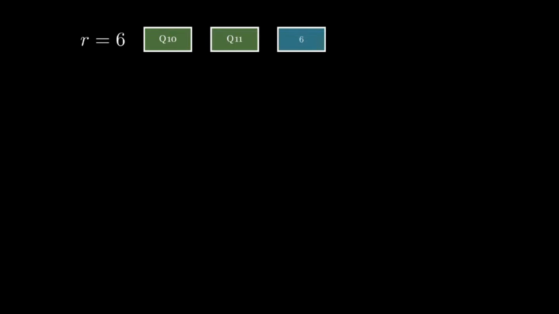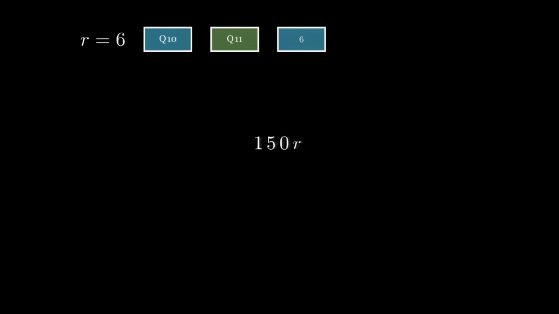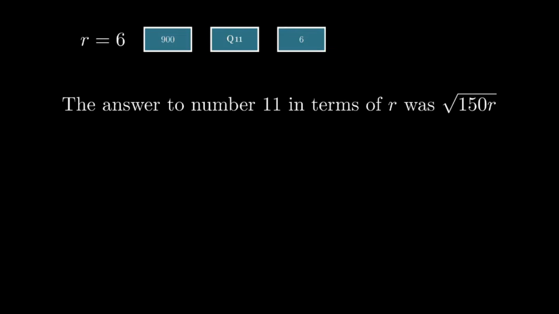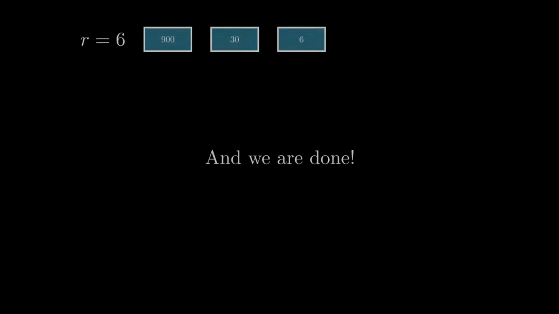Now that we have r, all we have to do is substitute this value into the previous questions. So for number 10, we have 150r. So 150 times 6 is equal to 900. For question 11, the answer in terms of r was the square root of 150r. So we plug in r equals 6, and we get the square root of 900, which is 30. And that's our answer for question 11. For question 12, we already had the answer because r equals 6. So with this, we're finished with the problem.